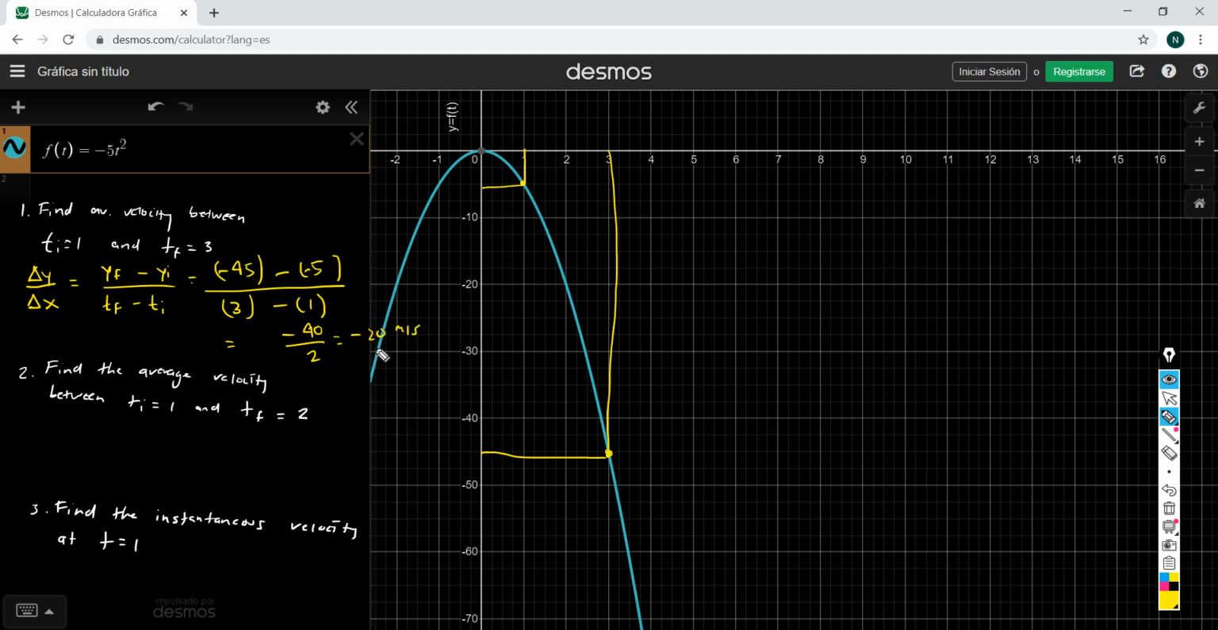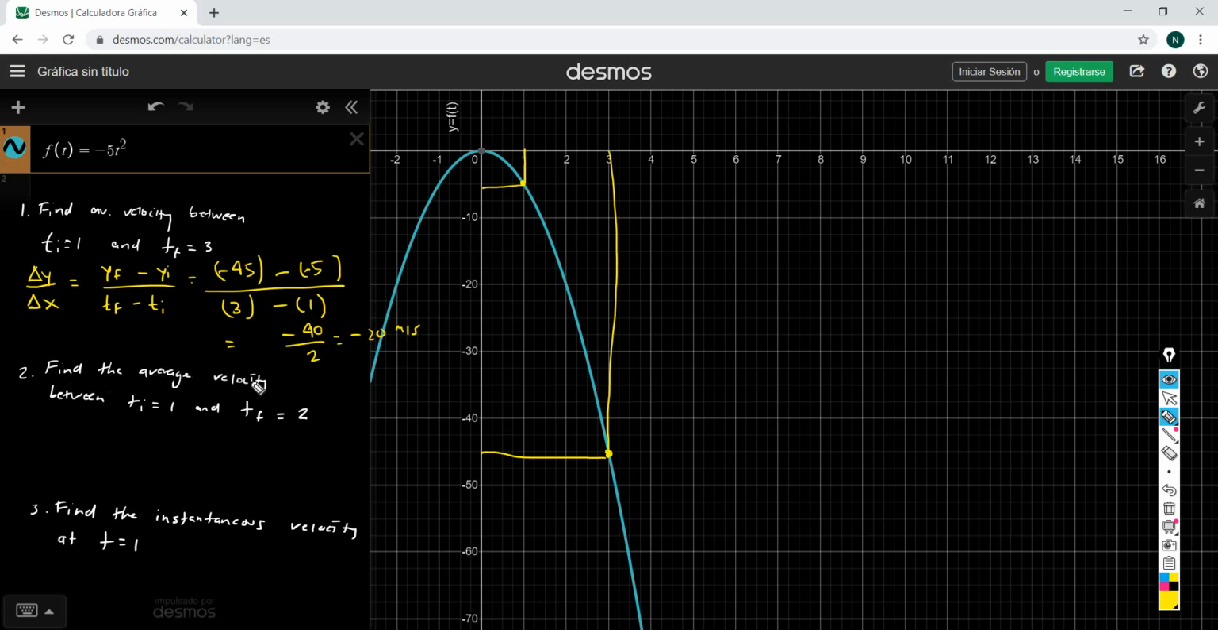So let's interpret this. What does this mean? Well, as the particle moves from second 1 to second 3 of all of this motion, it has an average velocity of minus 20 meters per second. That doesn't mean that it travels at that velocity throughout this interval. It means only on average it has this velocity. As 1 second goes by, the ball or whatever it is that's being dropped is traveling minus 20 meters. That's all it means. Okay, perfect.